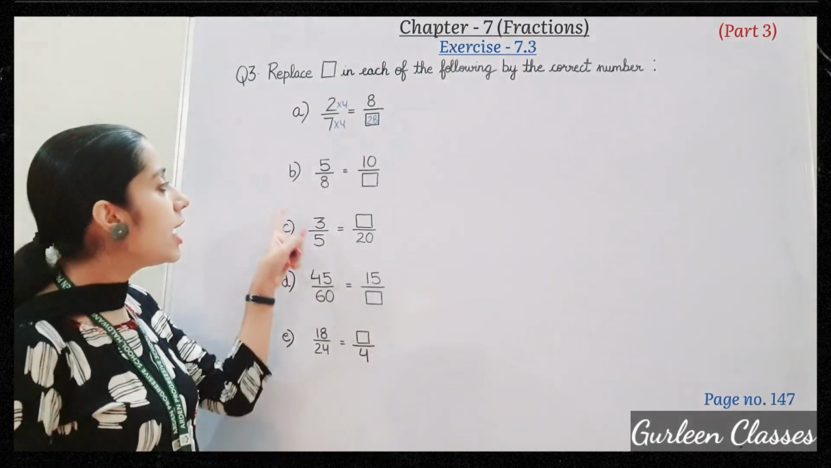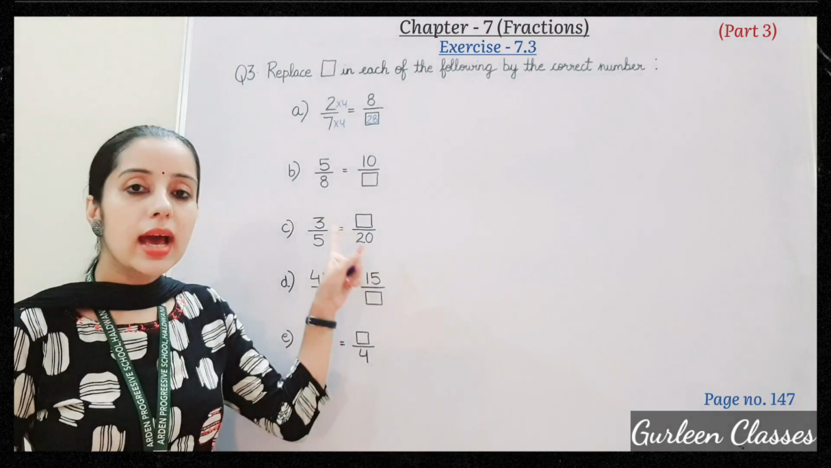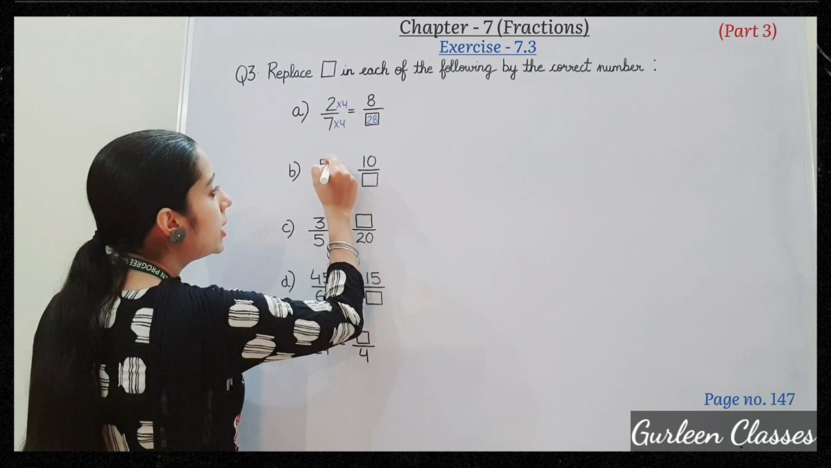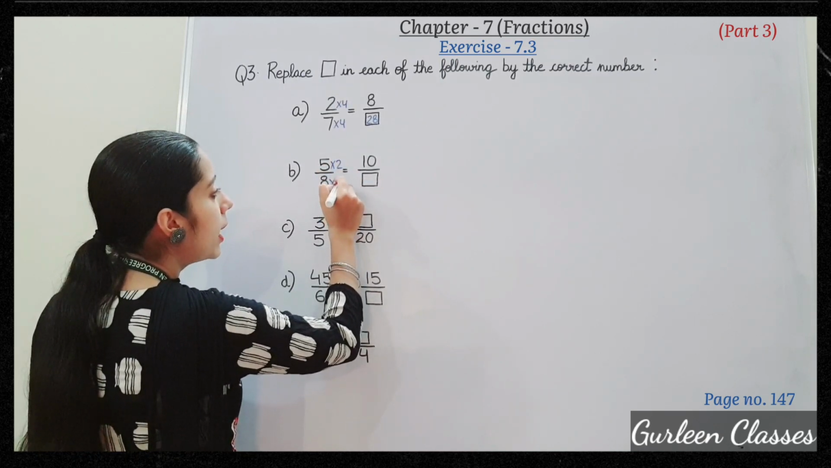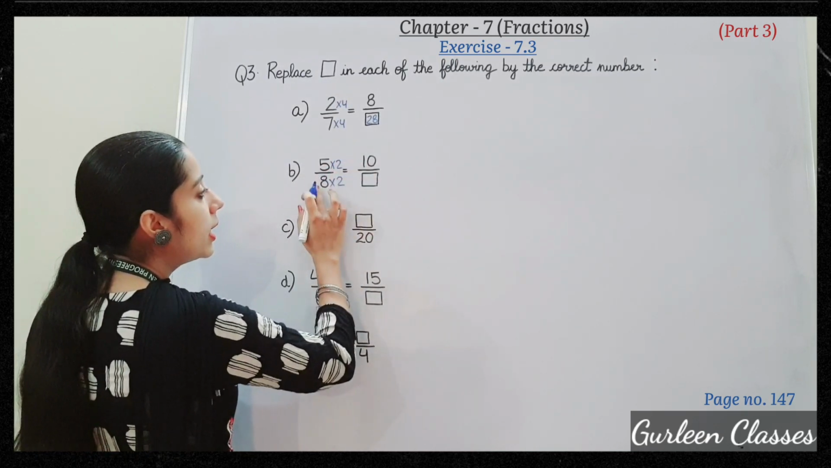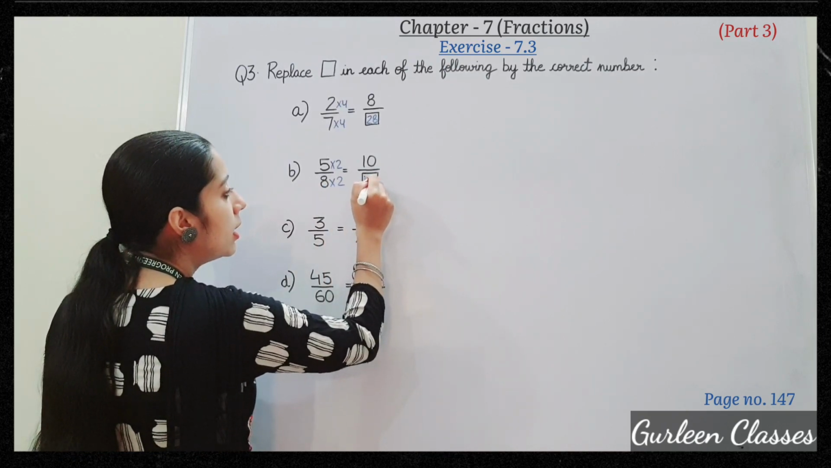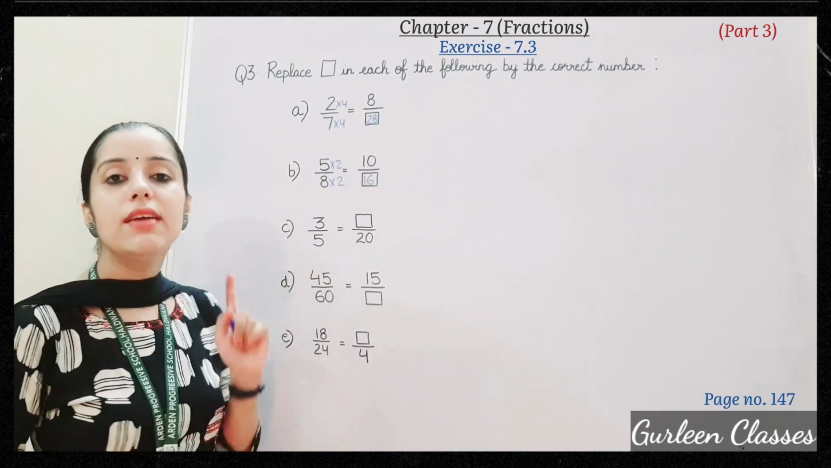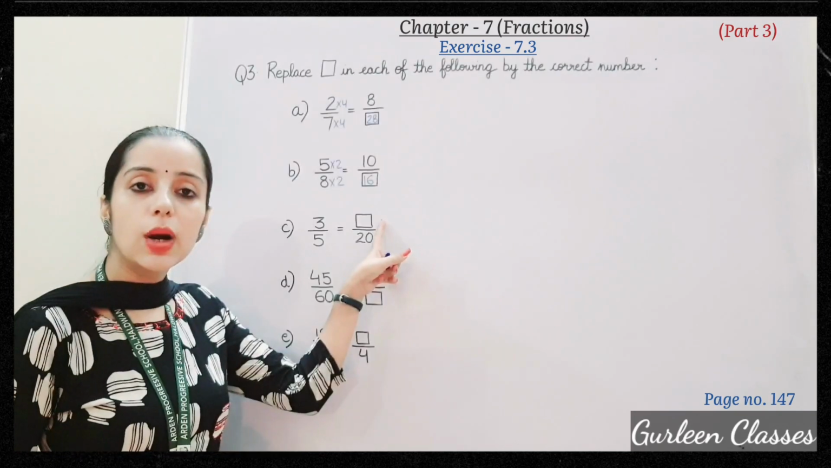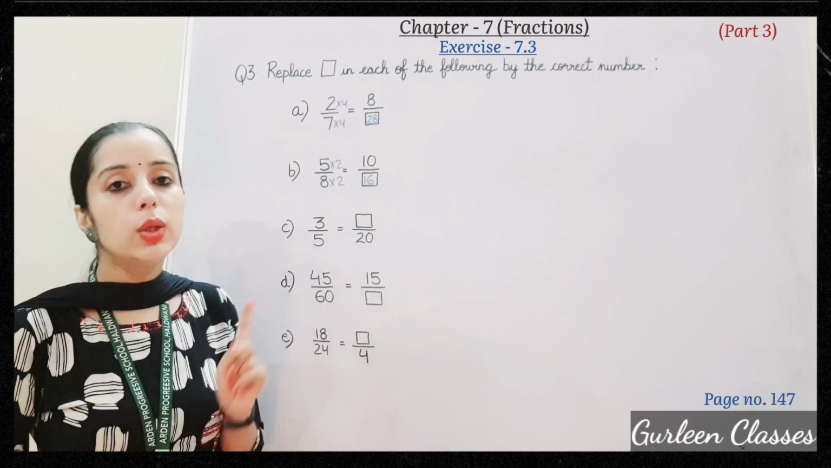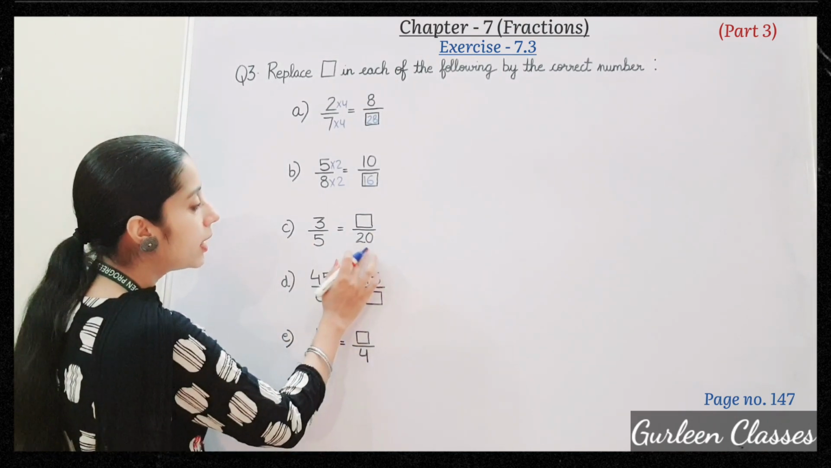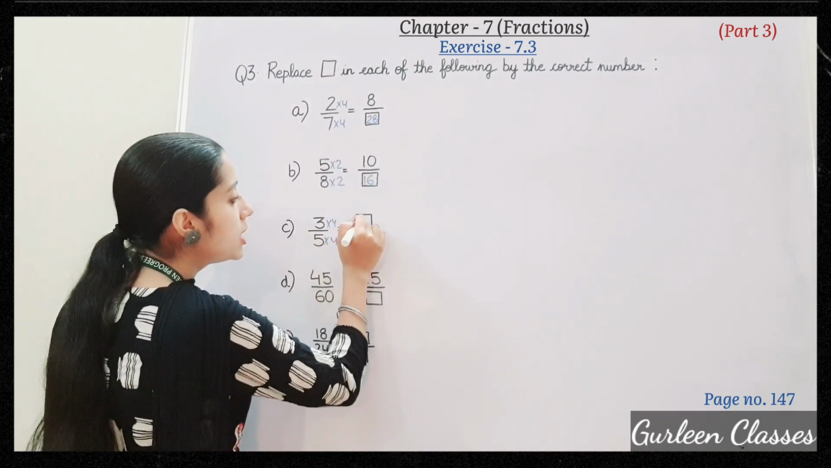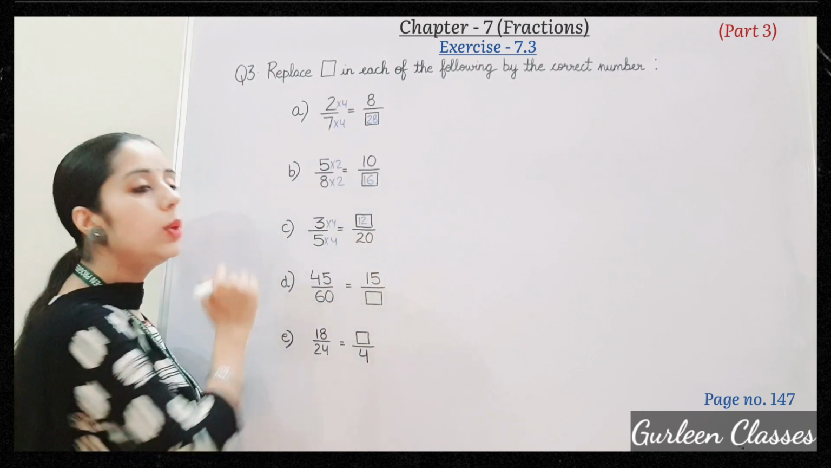B: 5 upon 8 is equal to 10 upon box. So let us multiply numerator and denominator by 2. 5 2s are 10, 8 2s are 16. The fraction is 10 upon 16. C: 3 upon 5 is equal to box upon 20. See the denominator, 5 into 4 is 20. 3 into 4 is 12. The fraction is 12 upon 20.